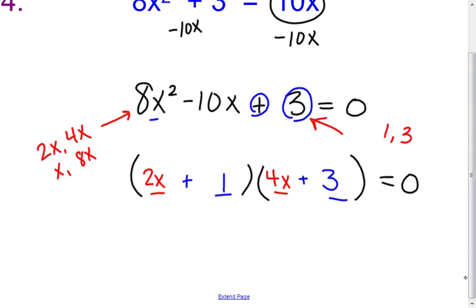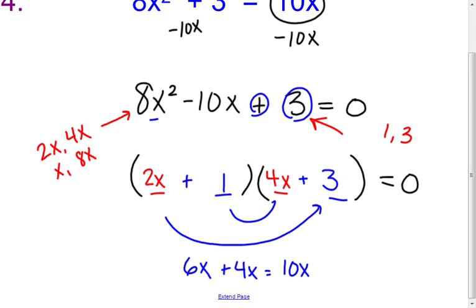Okay, so here we go. When I try my fronts, 2x times 4x makes 8x squared. My back, positive 1 times positive 3 makes positive 3. And now I'm going to check my outsides and my insides. On my outsides, 2x times 3 makes 6x. And my insides, 1 times 4x makes 4x. And 6x plus 4x makes positive 10x. But I need to have negative 10x in the middle. And remember that when this was positive right here, you had a choice. It could be positive, positive, or negative, negative.